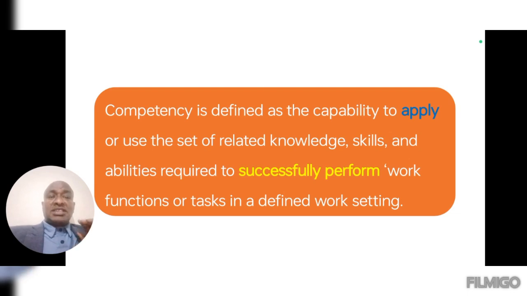So it is also the kind of knowledge, skills, and abilities that are required to what? To successfully perform. Successfully means we performed something successfully, means we are competent enough. One competent enough worker should have knowledge, skills, and acquire abilities or characteristics that make him do something successfully. So competency means all those things.